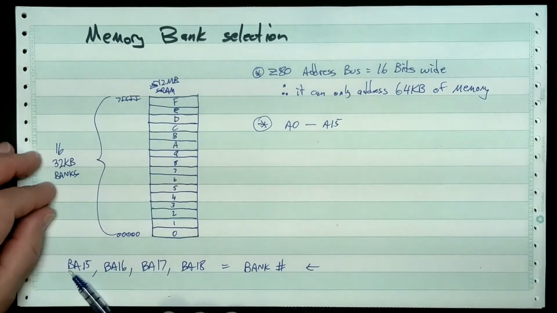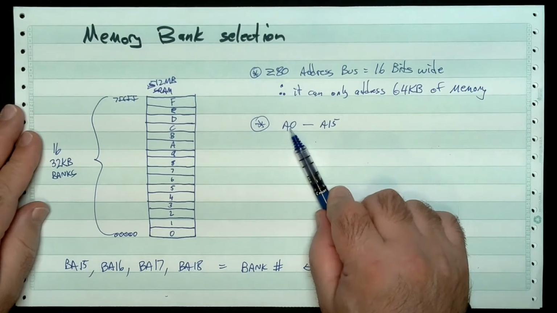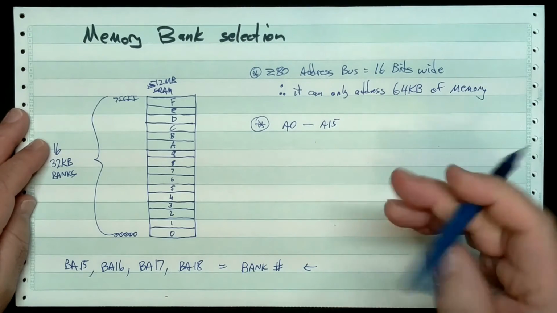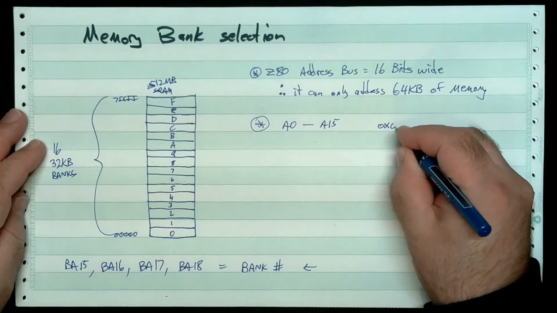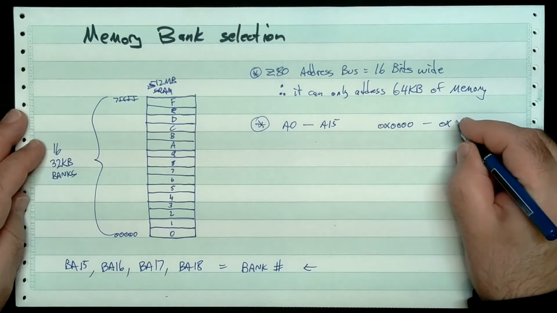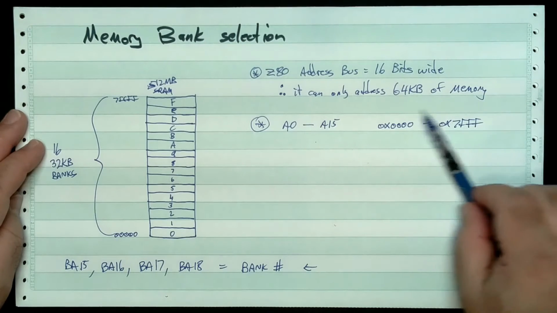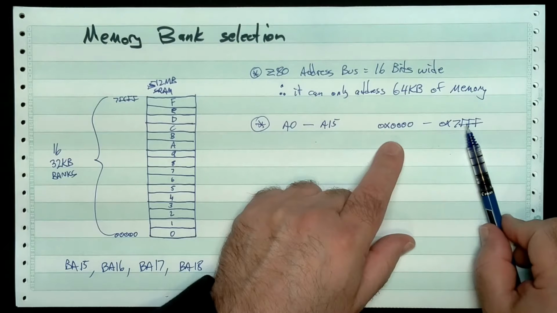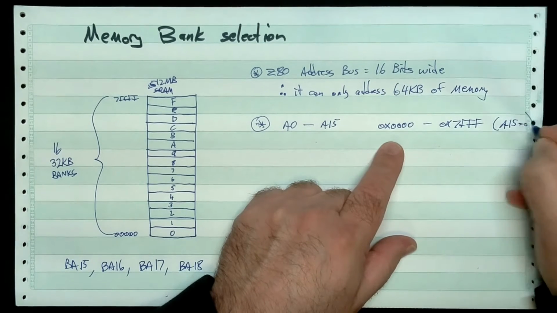Well, if all these are 0, and the Z80 is accessing any memory address at all with A15 set to 0, that means the byte address range must be from 0000 through 7FFF. It's the low half of all the memory that the Z80 is capable of addressing. So this is A15 equals 0.